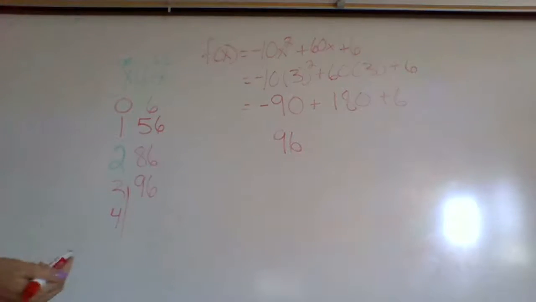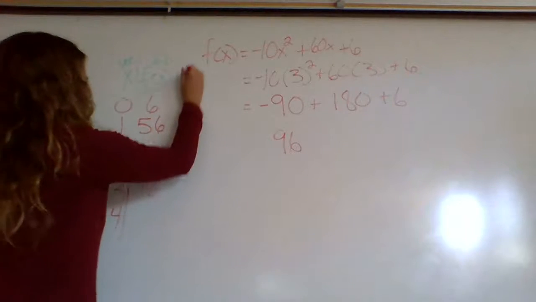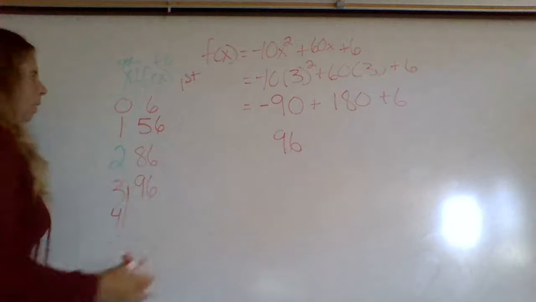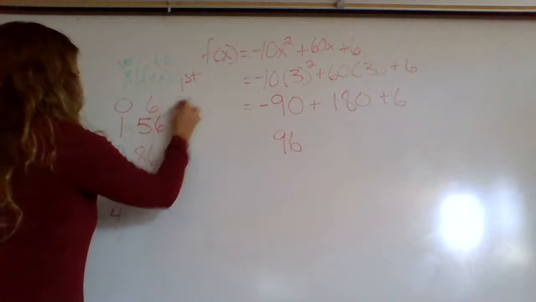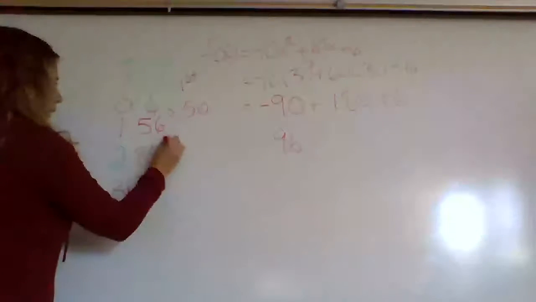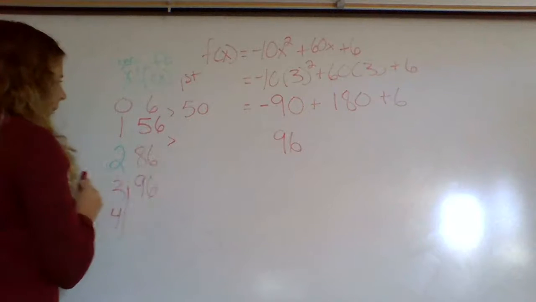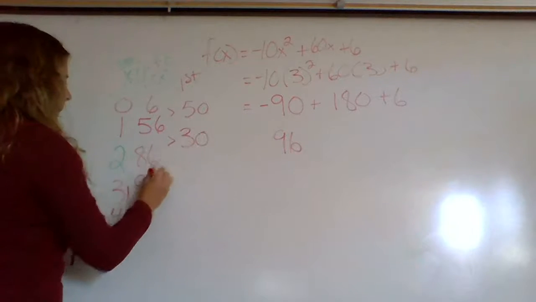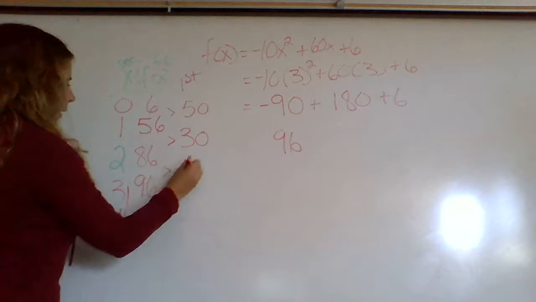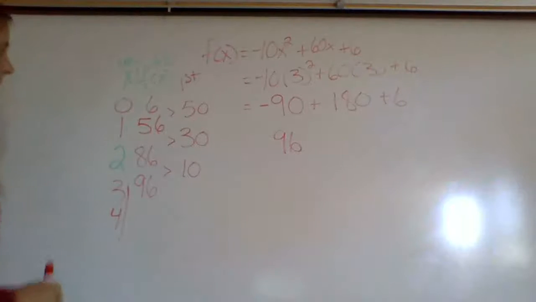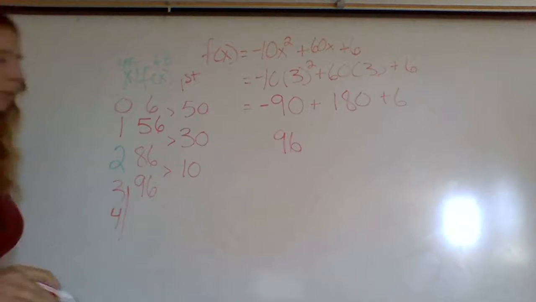But now I am seeing a pattern in the table. Look at the table. See if you can find the pattern. Find your first difference. You don't have to do this. I'm just doing it because I see it. 6 to 56, 50. 56 to 86 is plus 30. 86 to 96 is plus 10. If you see the pattern, awesome possum. If not, we can keep going.